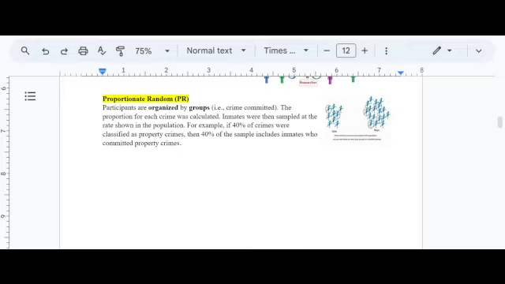Is this clear? But here we're talking about crimes. Property crimes means they're stealing, and then the other crimes could be something else. So basically, there's a group more than the other group. Yes. Proportion.